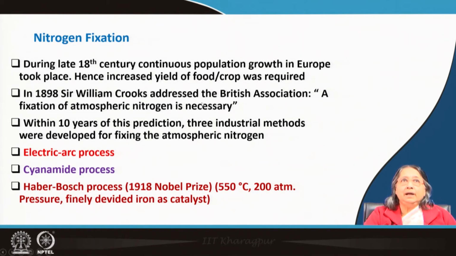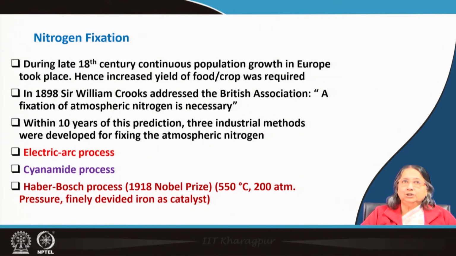So, at that time, in 1898, Sir William Crookes addressed the British Association that a fixation of atmospheric nitrogen is necessary. We have enough nitrogen in the atmosphere, but it is in the 0 oxidation state, and that is not much use to the plants. So we need methods by which we can fix the nitrogen for growing the plants and to make the food for the crops.